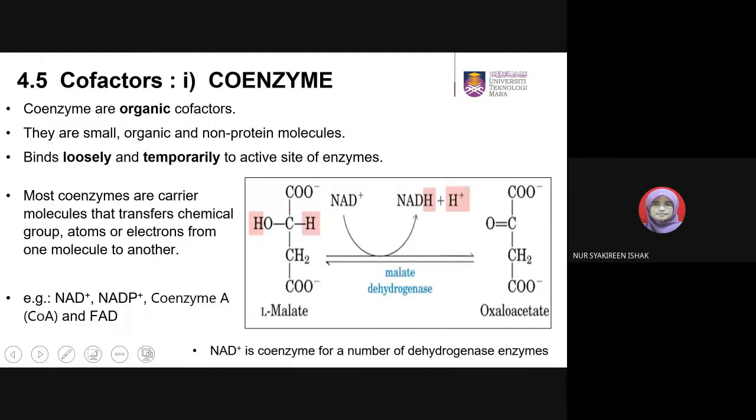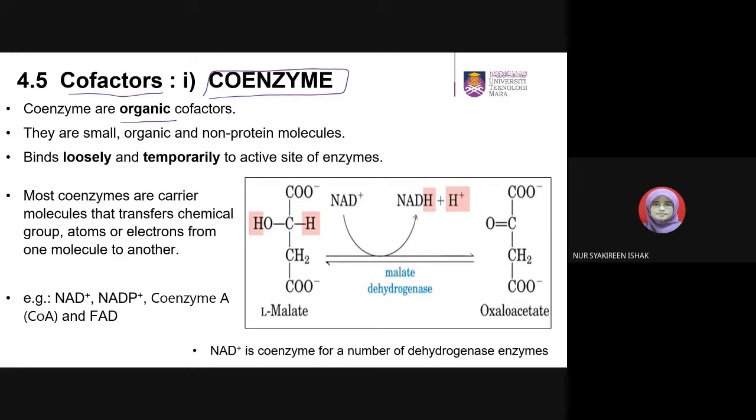Okay. So the first type of cofactors is coenzyme. Please do not confuse with cofactor. Cofactor is the main heading, so under it there is coenzyme. Coenzymes are organic cofactors. So you have to know which ones are the organic cofactors and which ones are the inorganic cofactors. You have to know that.